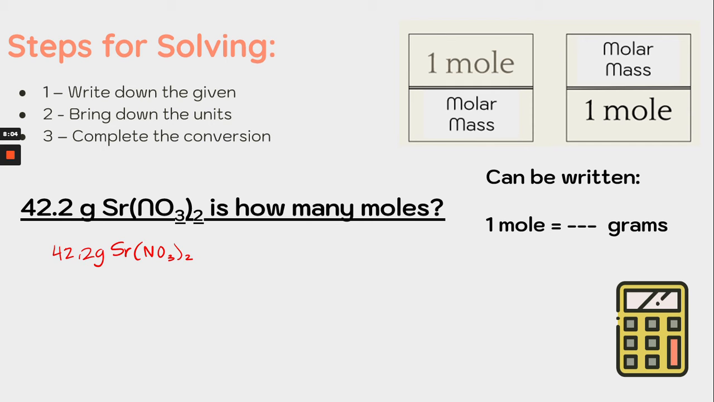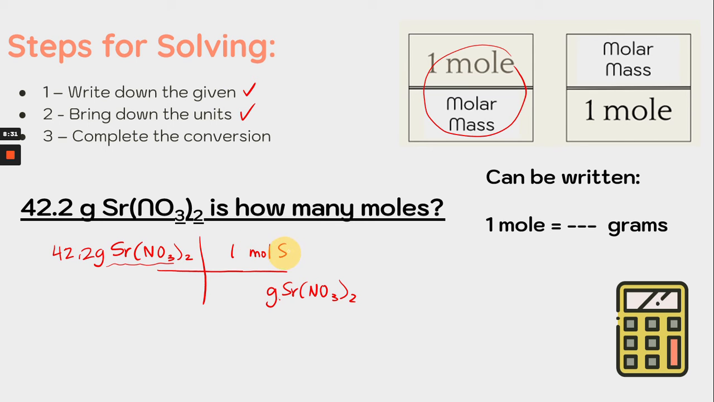So start with the given. That was step 1. Bring down the units. So here are my units. I'm going to bring them down. Okay, done. And then step 2, fill out the top part of this. If the grams are already on the bottom, that means I'm using this one again. So the 1 mole is going to go on top. And I need a number to put on the bottom. I need that molar mass, which remember we find from the periodic table.